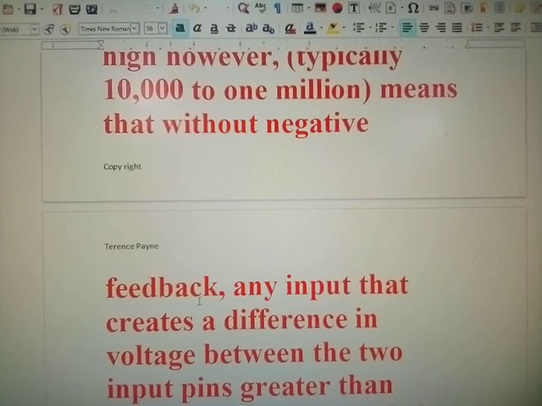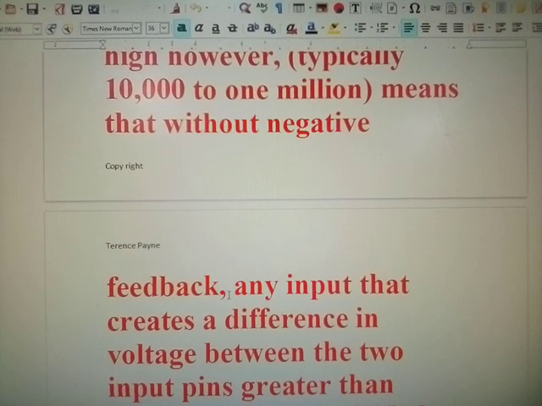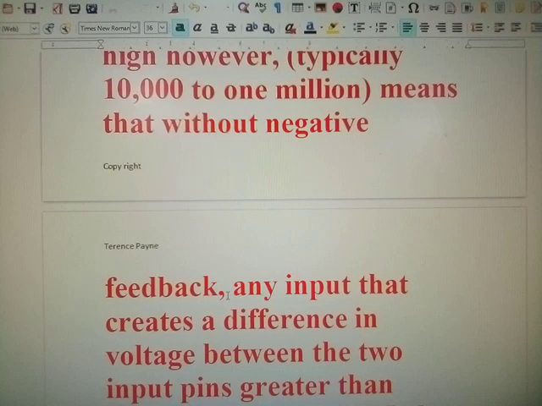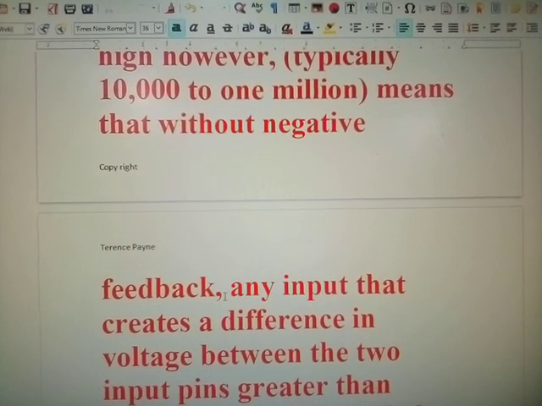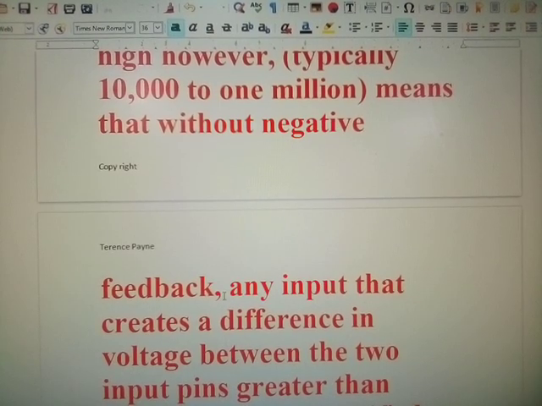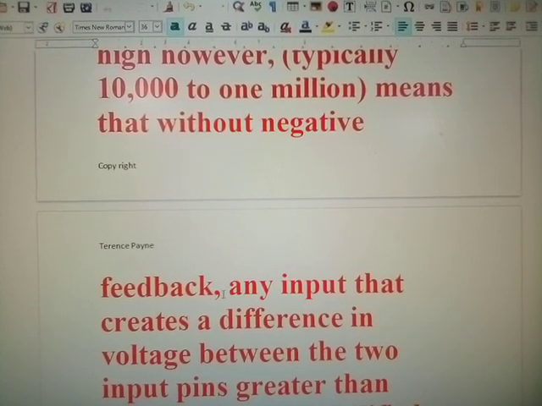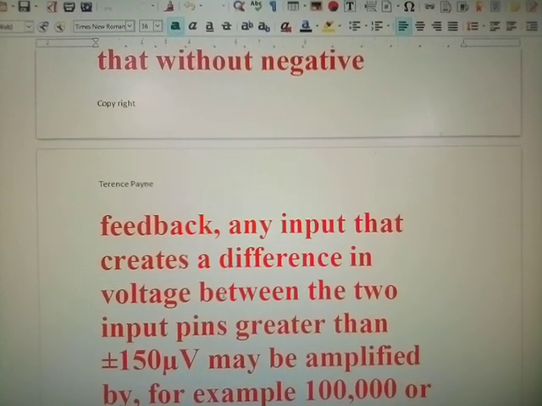So let's look at what this is saying here. What we're saying is that because the op amp has such a high gain, you only need to put in a very small voltage, and the voltage that we apply is in the microvolts. That allows us to amplify this microvolt voltage into a very large voltage. Bear in mind that the amplification ratio is quite high.